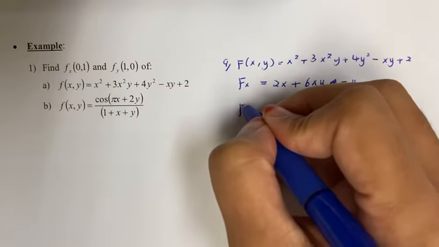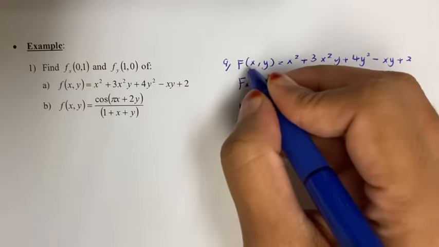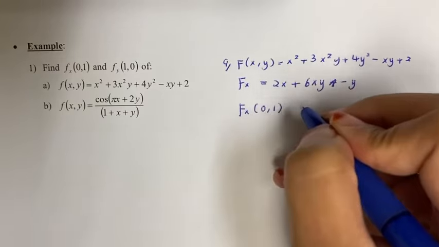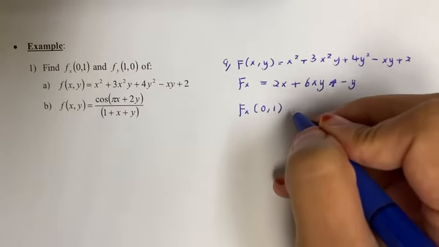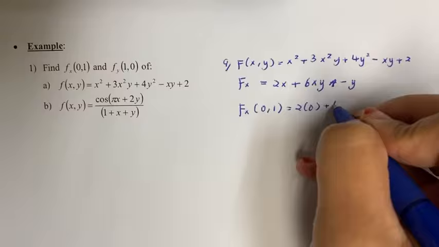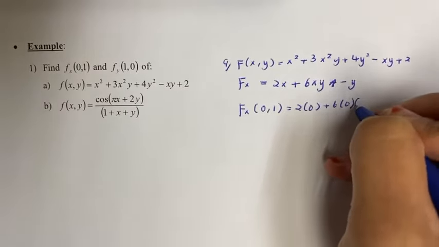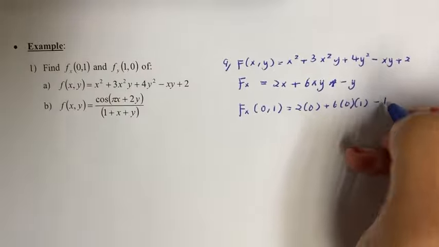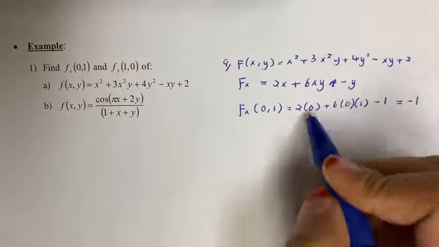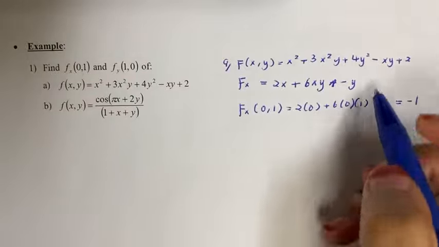What you need to do next is to substitute the values for x and y. Substitute x with 0 and substitute y with 1. So this is equal to 2 multiplied by 0 plus 6 multiplied by 0 multiplied by 1 minus 1. So this is equal to minus 1, since these two terms are equal to 0.